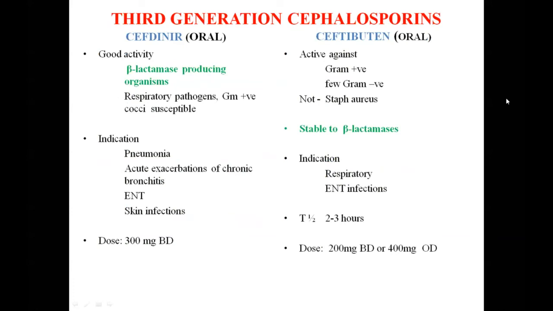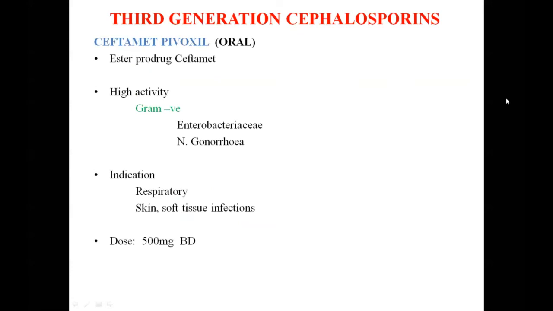Then coming to cefdinir and ceftibuten, which also have good activity against beta-lactamase producing organisms, and they are active against gram-positive and a few gram-negative organisms. They are also stable to the beta-lactamases, so resistant organisms are very well taken care of. They are very useful for acute exacerbation of chronic bronchitis and ENT infections, as well as certain respiratory and skin infections.